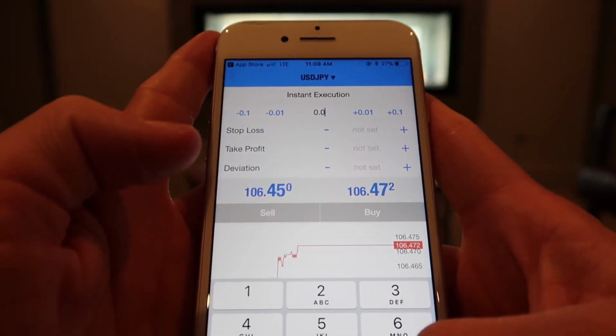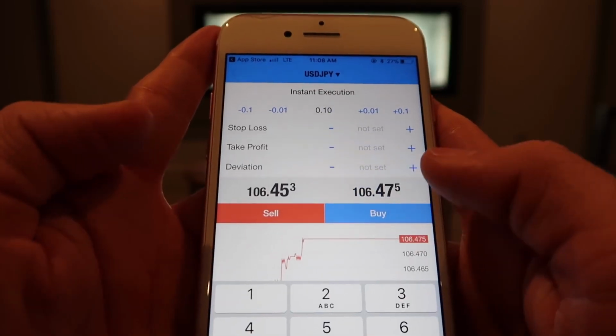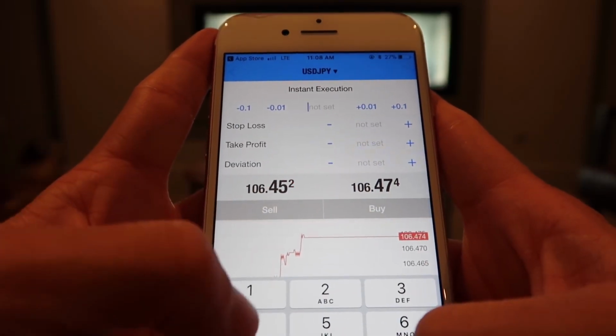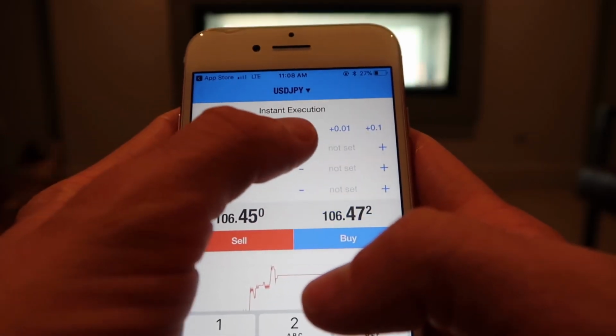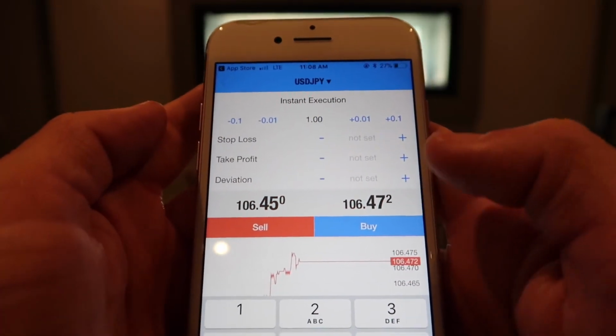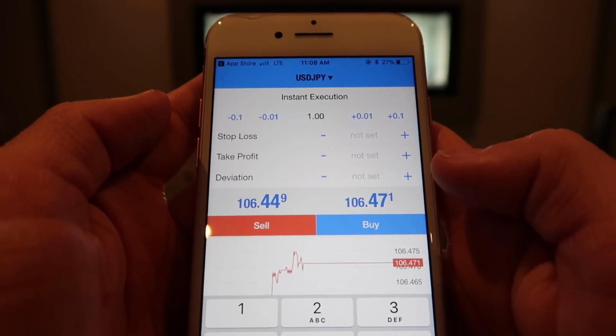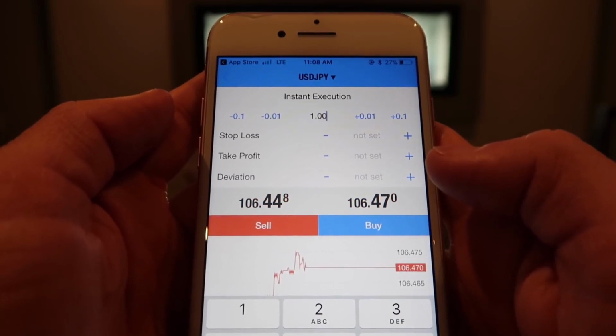Let's say we wanted to do a mini lot. A mini lot would be 0.10. And then a standard lot would be 1.00. That's a dollar lot. Whenever you go into a trade, you're going to change the lot size to whatever applies to your account. Like I said, risk 5% of your account.